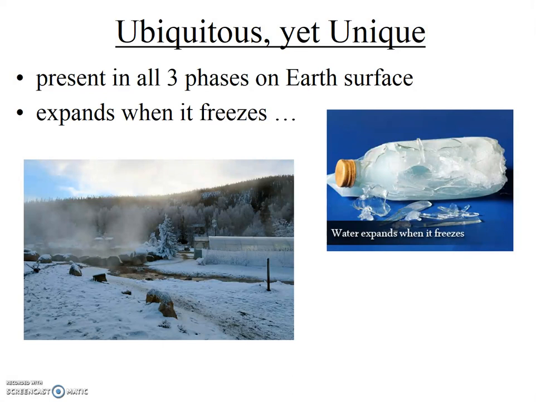lakes freeze from the top down and not from the bottom up. If solid ice was more dense than liquid water, lakes would freeze from the bottom up, and living organisms like plants and insects and fish and frogs and other aquatic animals would not be able to overwinter in lakes and rivers. And life as we know it would be very different.